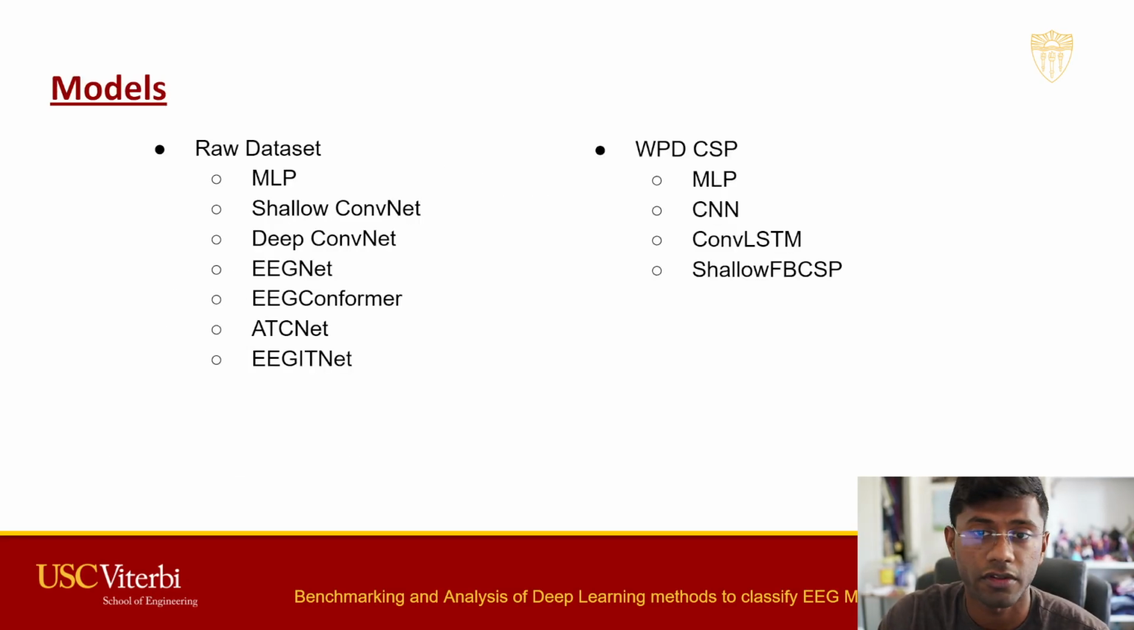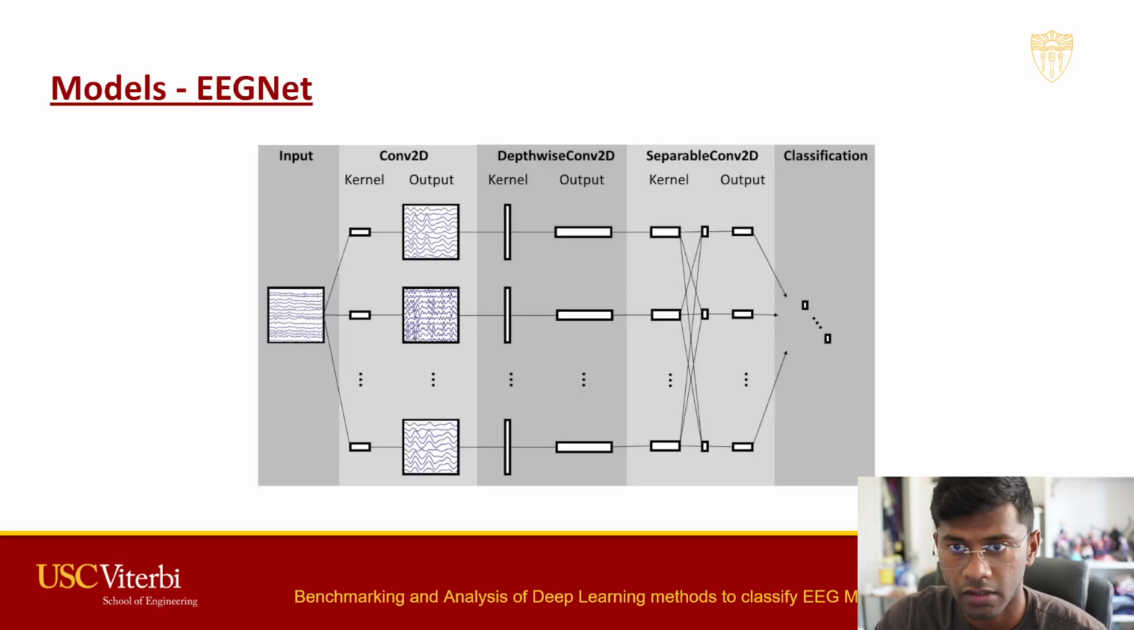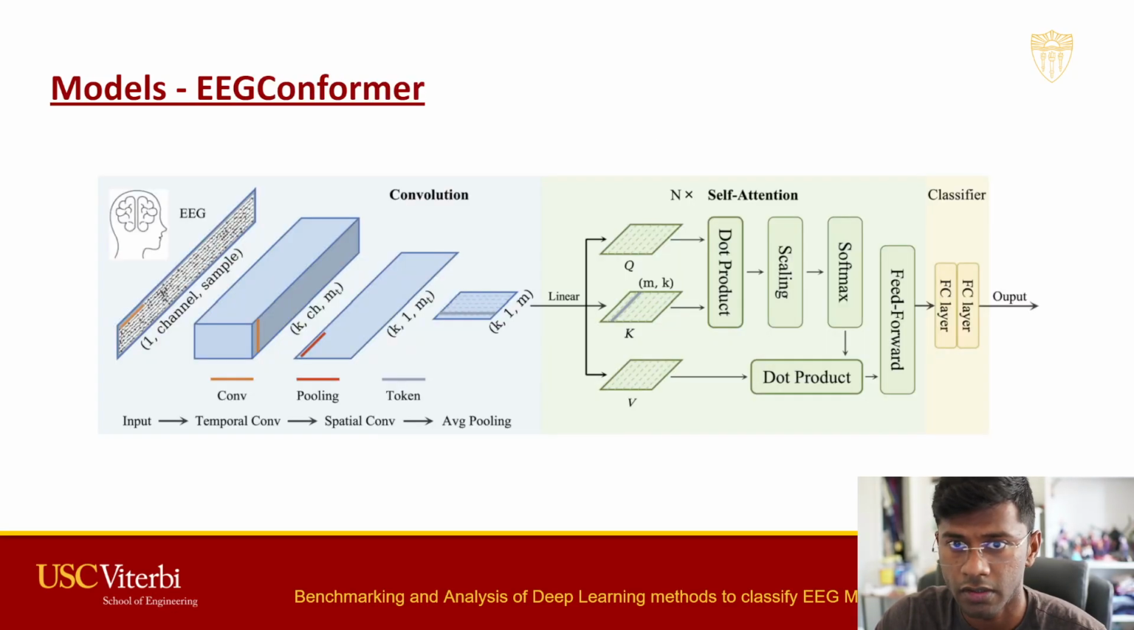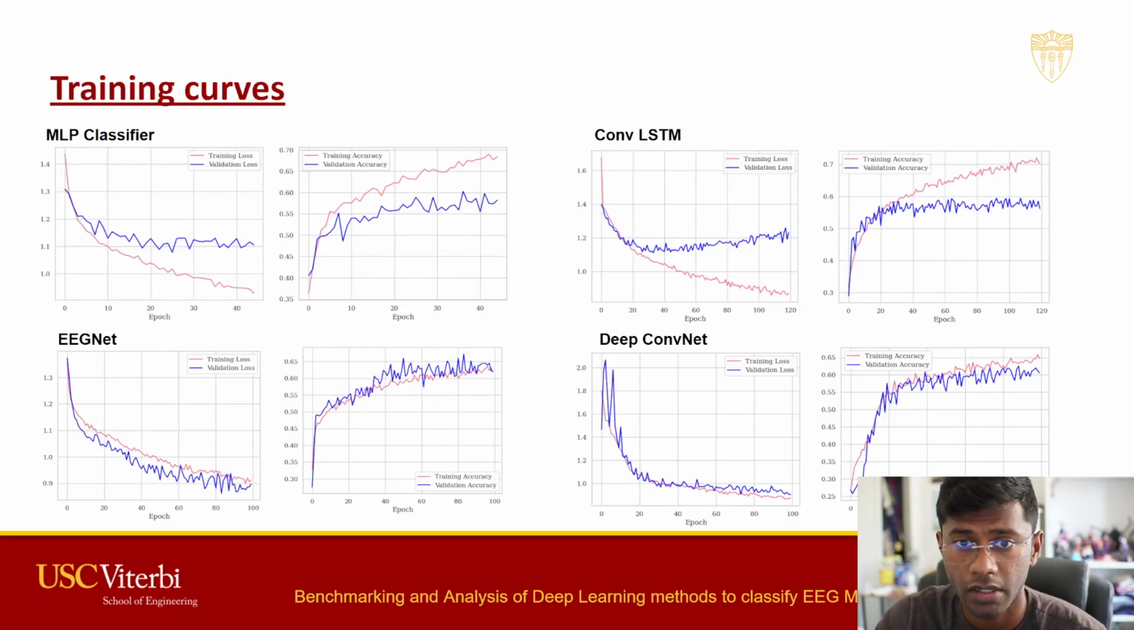So the models that we used were MLP, ShallowConvNet, DeepConvNet, EEGNet, EEG Conformer, ADCNet, and EEG ITNet. I will go a bit more into the models that we used when I look at the report. But these were the models that we used. And this was EEG Conformer. This is a preliminary presentation that we prepared that I'm going through right now.